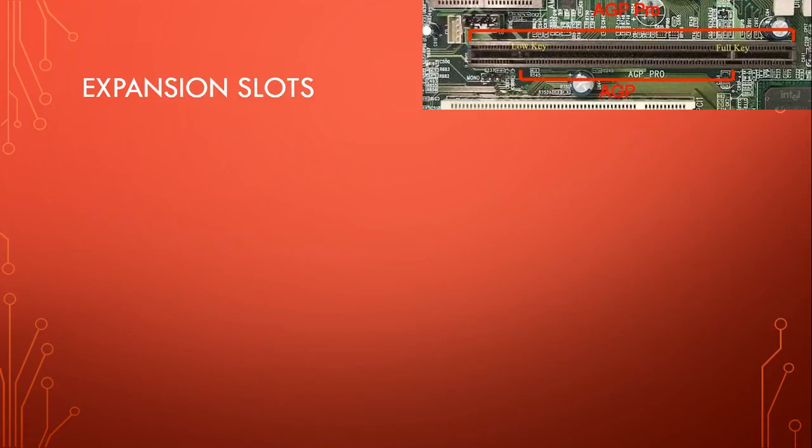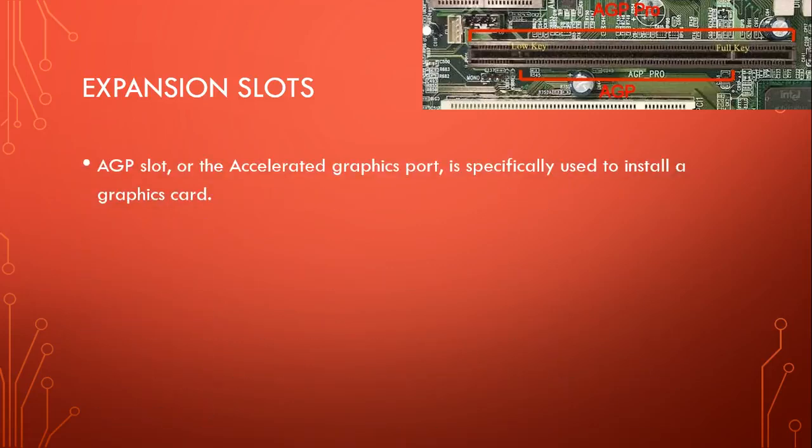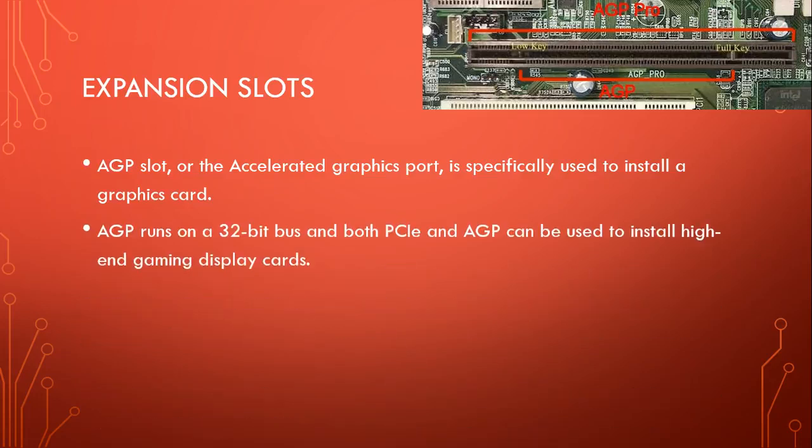All right, one last expansion slot to talk about is the AGP, or the Accelerated Graphics Port. It is specifically used to install a graphics card. AGP runs on a 32-bit bus, and both PCIe and AGP can be used to install high-end gaming display cards. You typically don't see AGP used as much, but it is still kind of used sometimes. But most of everything now is PCIe.